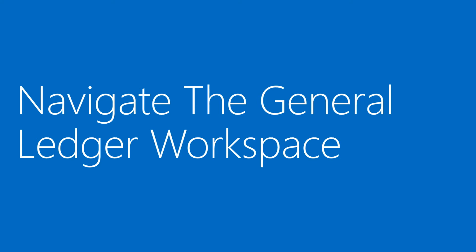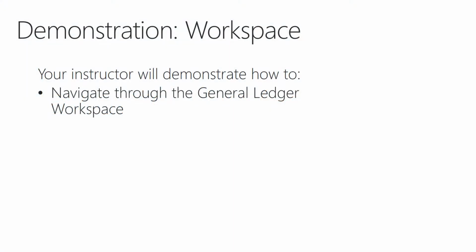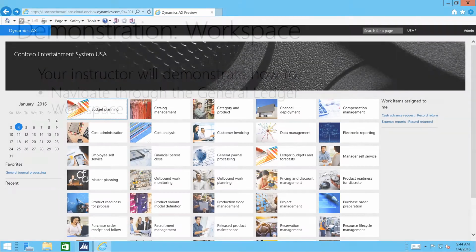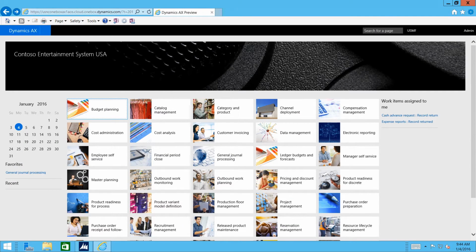The General Ledger workspace has been added to give users one location to perform common tasks and drill into relevant information for their day-to-day activities. Let's jump into AX now and see how we can navigate through the General Ledger workspace. Now that I'm logged into AX, you can see that it brings us directly into the Workspaces form.